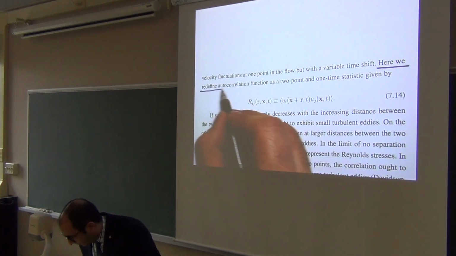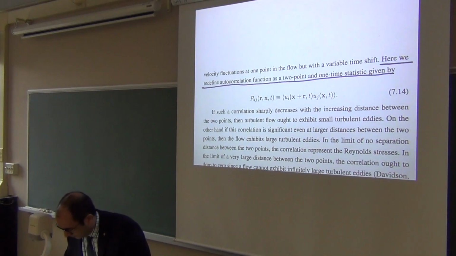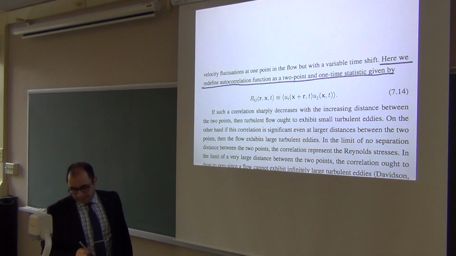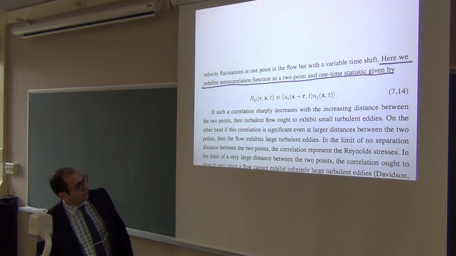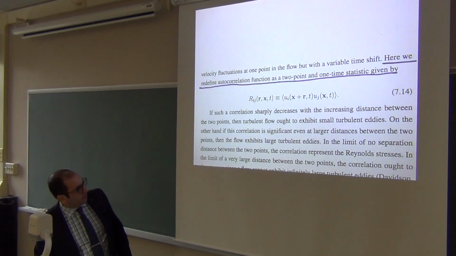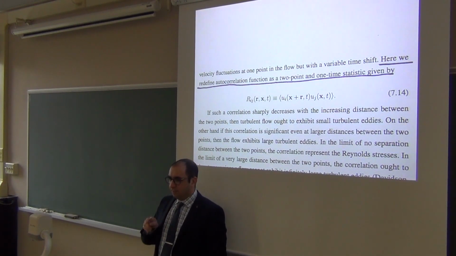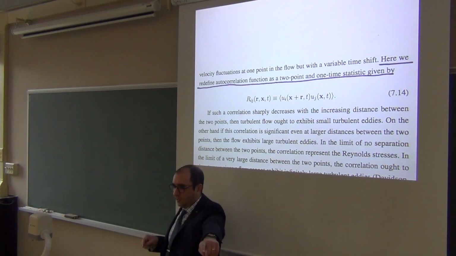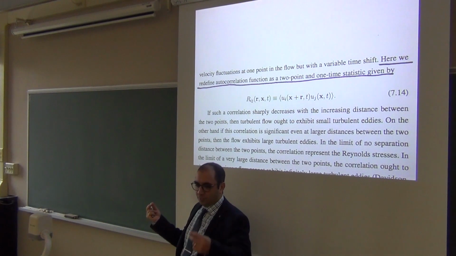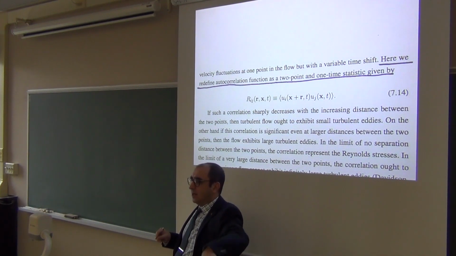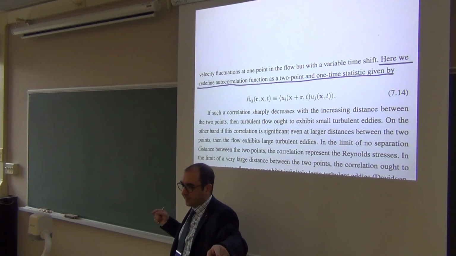Here, we redefine autocorrelation function as a 2-point and 1-time statistics. And let me begin with an example. Let's say I'm interested in the correlation of u component of velocity here and u component of velocity here. I'm interested in these 2 points. So I put one anemometer here and I put another anemometer here. I conduct an experiment, like the ping pong experiment.